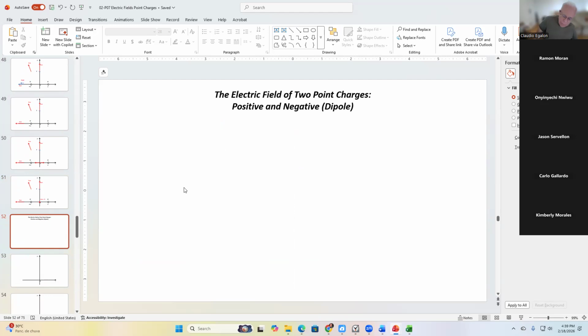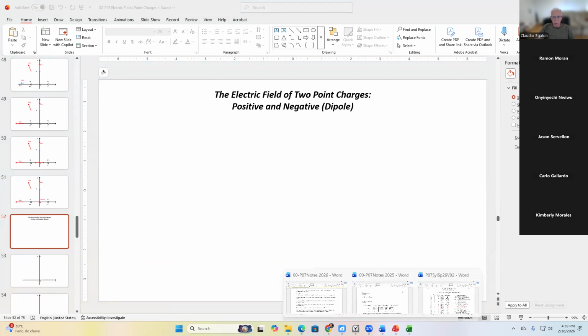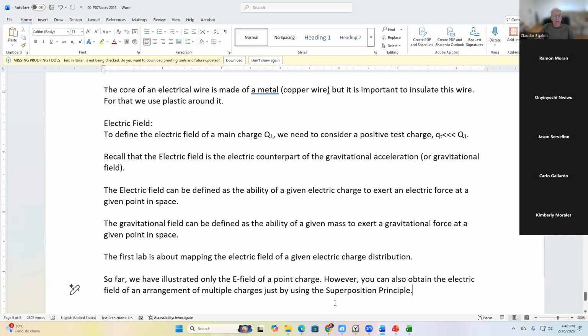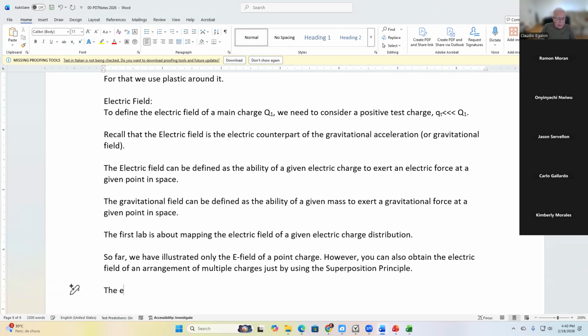What I didn't tell you is the mathematical formulation of the electric field of a point charge. It's not difficult, okay? The electric field of a point charge can also be written in terms of Coulomb's law. Coulomb's law, okay?